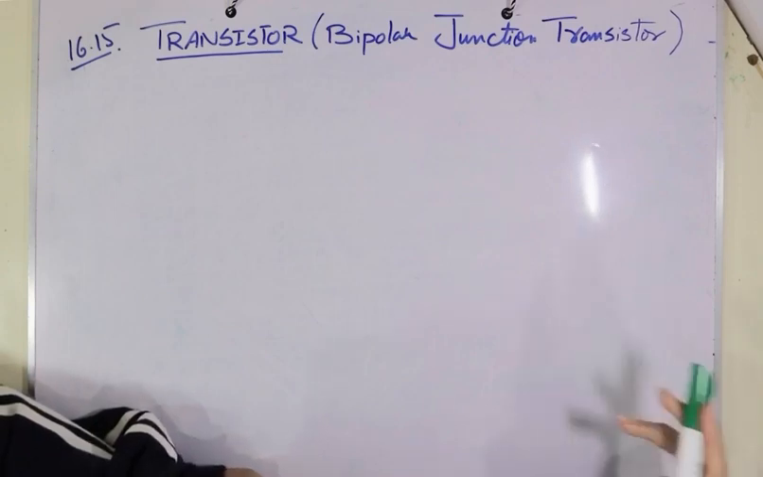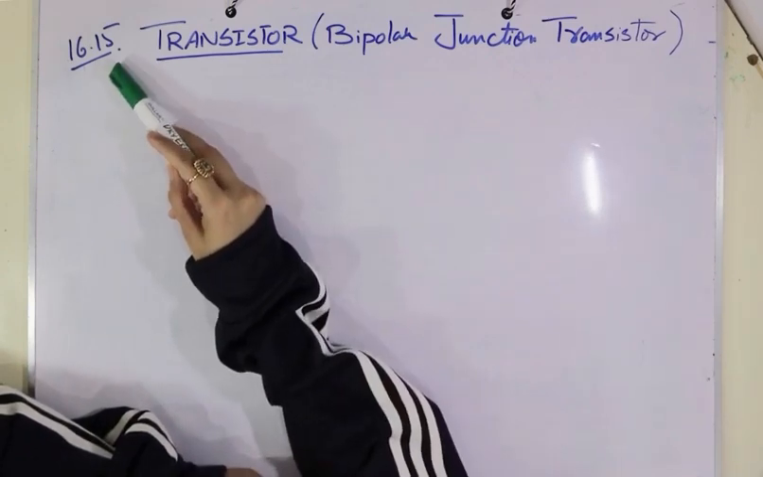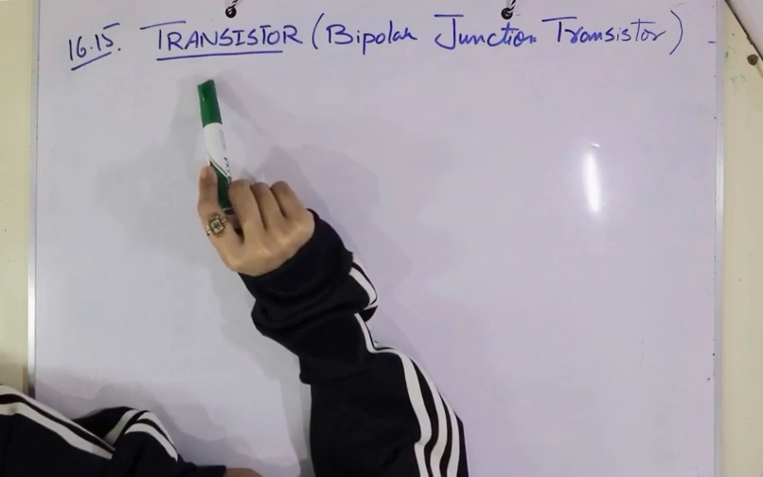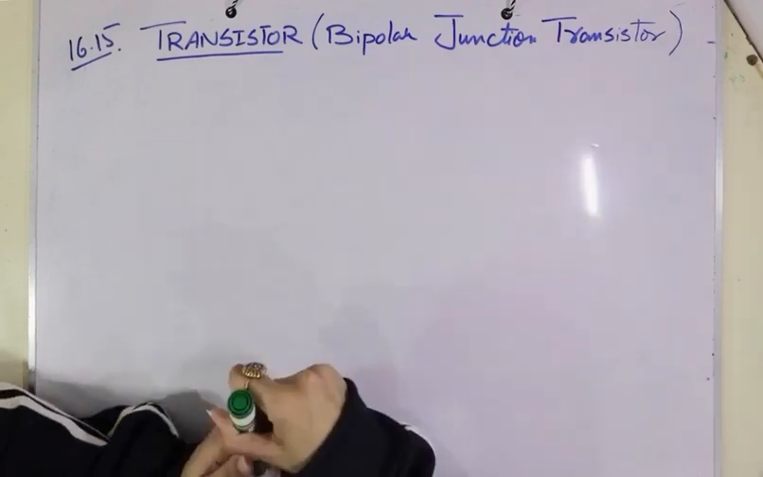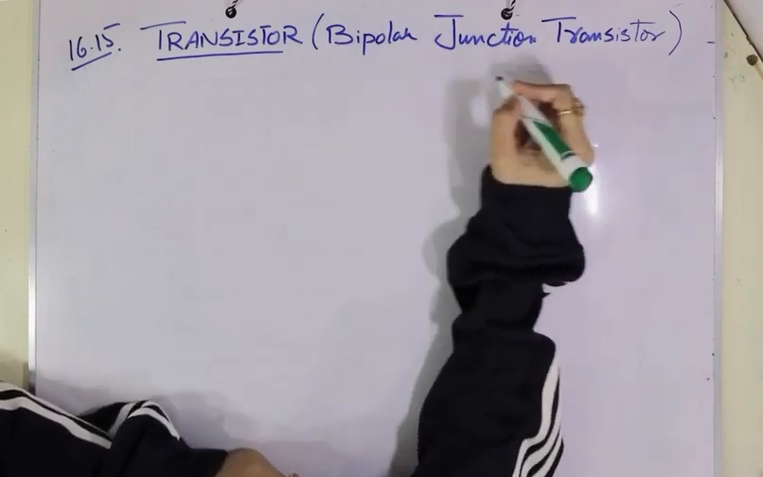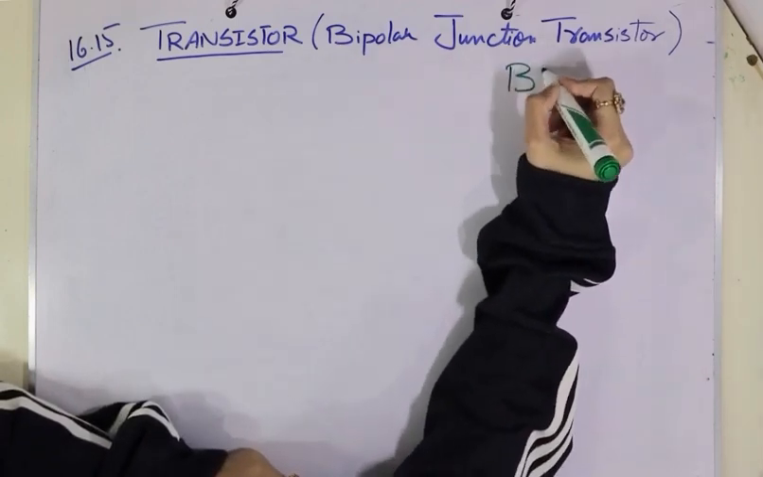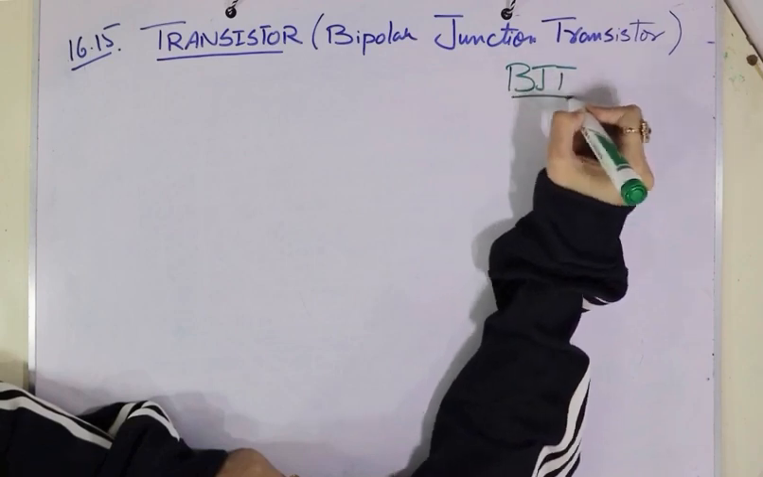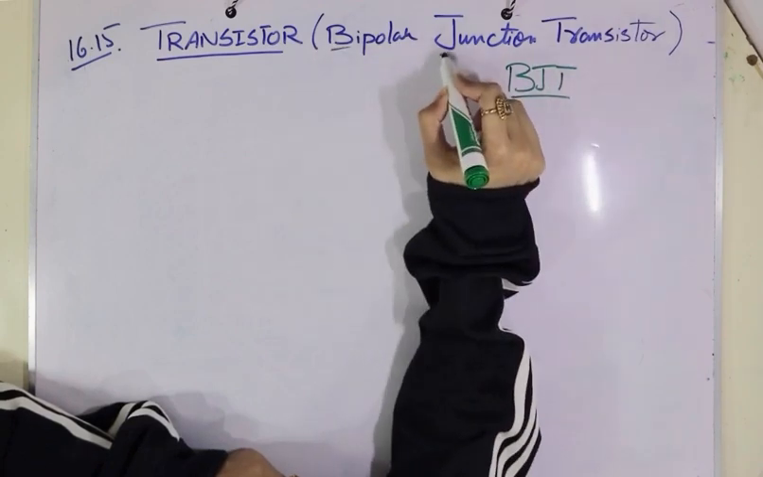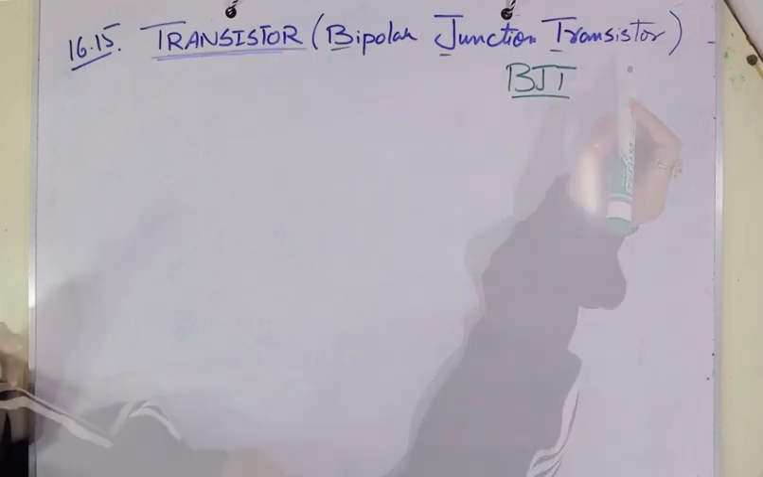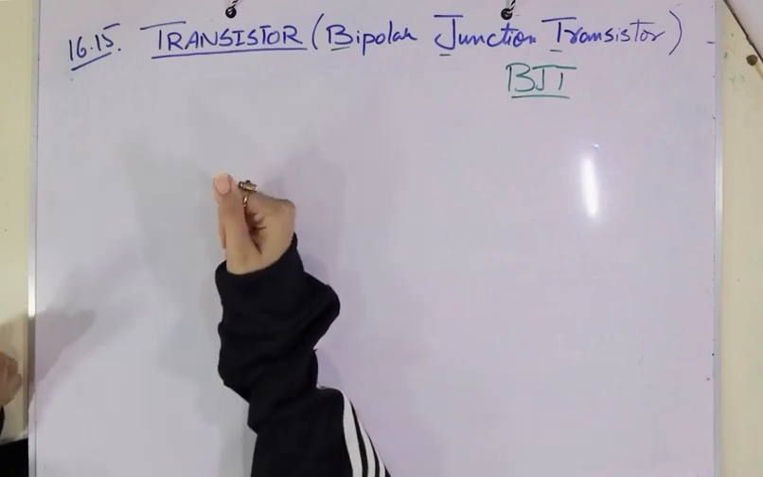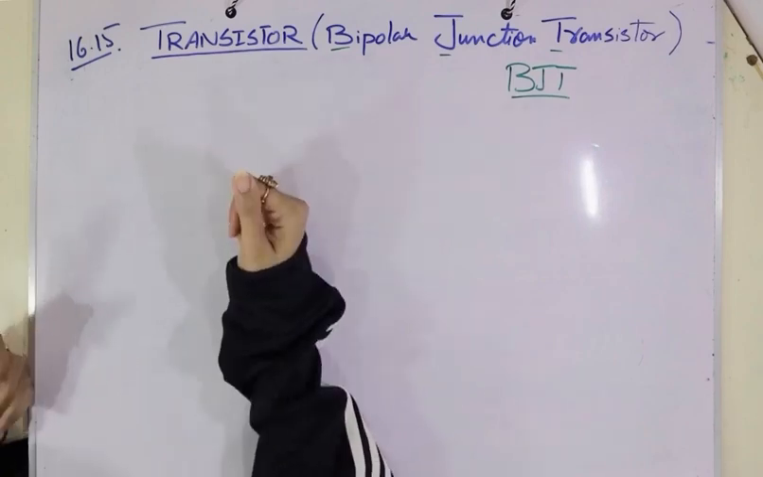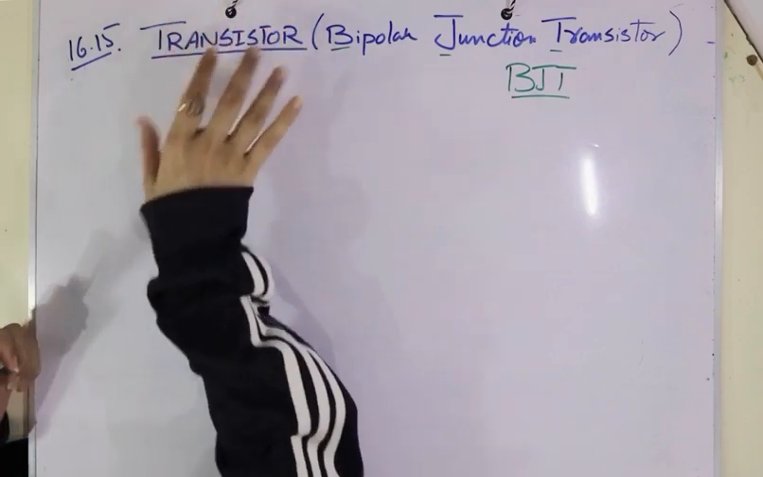Today I'm here with the topic 16.15 transistors, also called bipolar junction transistor, which is actually known as BJT. BJT stands for bipolar junction transistor. Now before we move on to see how a transistor is made and how current flows in it, let's see what this word is made up of.